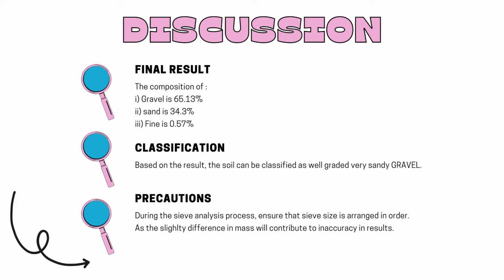For discussion based on the result, the soil can be classified as well-graded very sandy gravel, as the highest composition of the soil is gravel, which is 65.13%. For the precautions, ensure that the sieve sizes are arranged in order, as a slight difference in mass will contribute to inaccuracy in results.